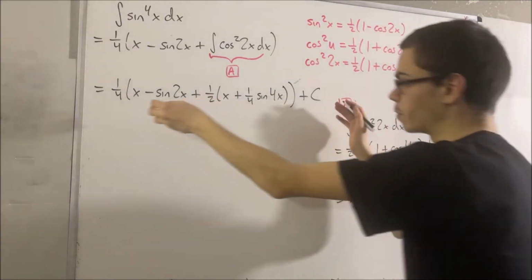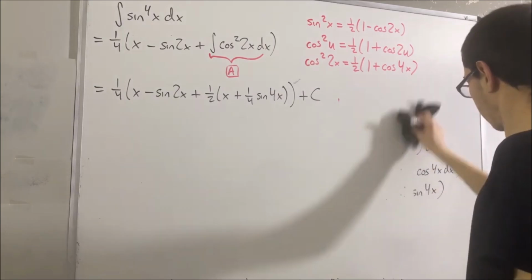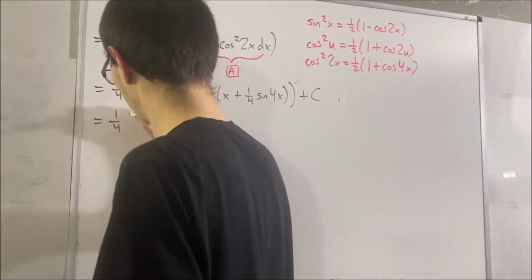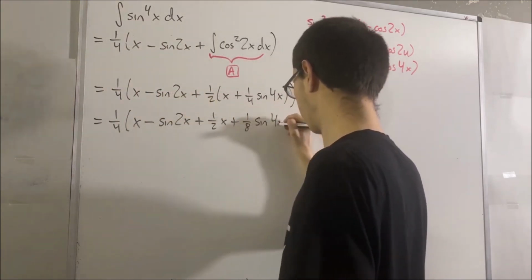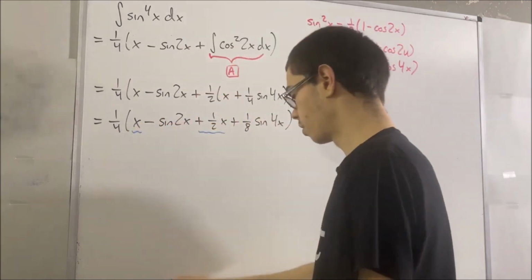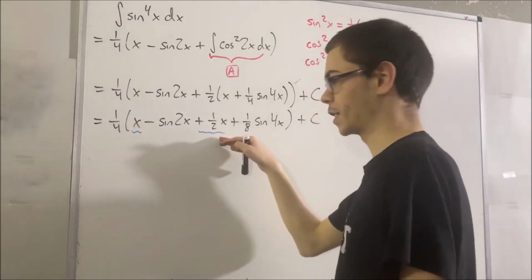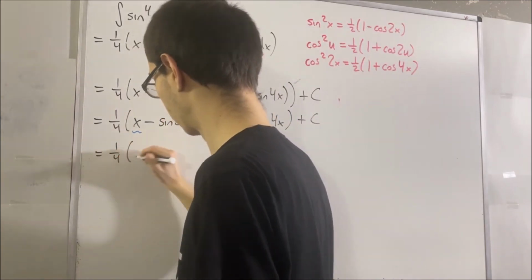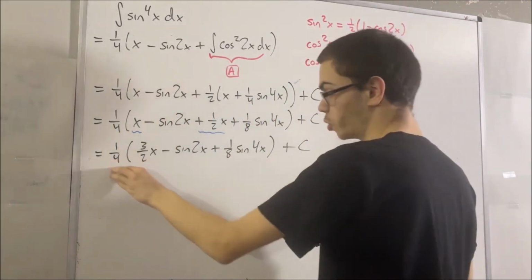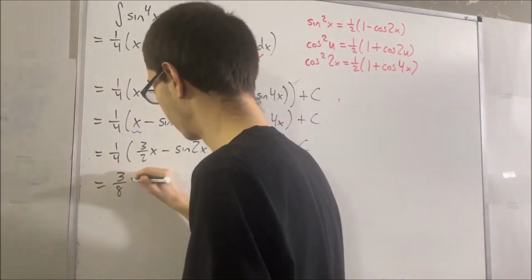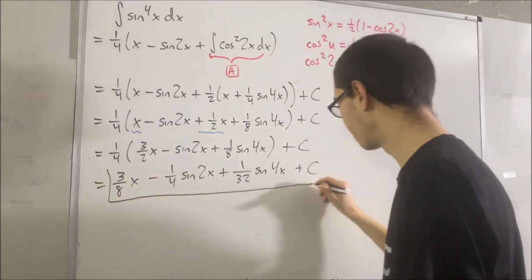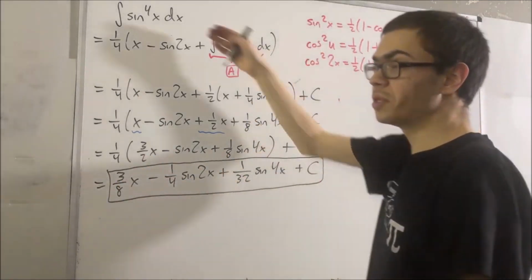And now let's just simplify this up a little bit. To start, let's just distribute the 1/2 across. Next, notice we can combine like terms. We see that x plus 1/2 x is just 3/2 x. And now we can just distribute the 1/4 across. And so this is the solution to this integral.